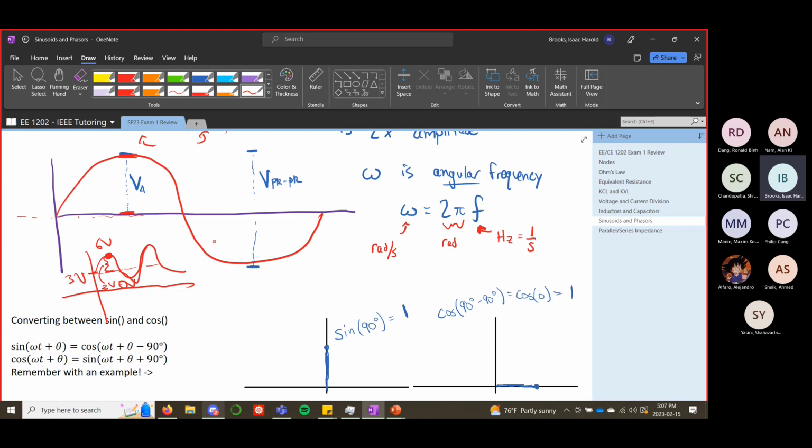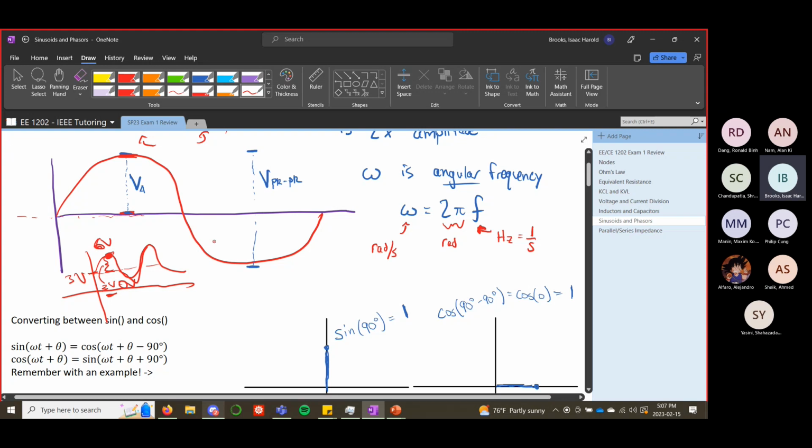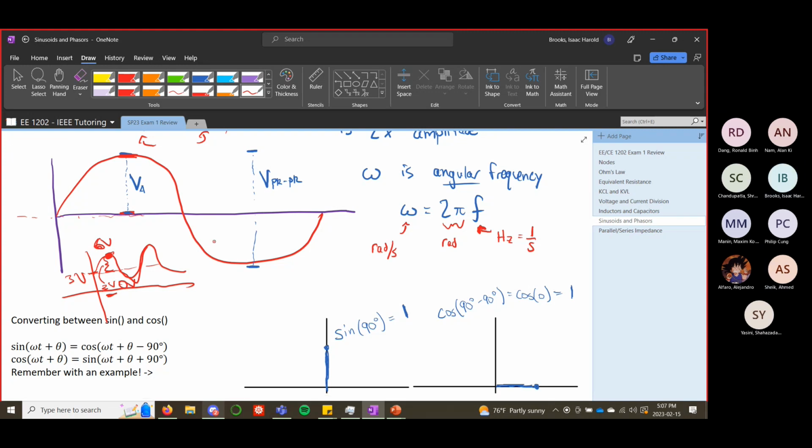But the problem comes in if it's not biased at 0, then your maximum voltage is not always going to be your amplitude, right? Because here we saw that our amplitude is 3, but the maximum voltage is 6. So just be careful of that. And honestly, take a step back, look at it. Does it make sense? The peak to peak is just the max minus the min, okay? And in the middle of that is your bias condition. A lot of times it's going to be 0.